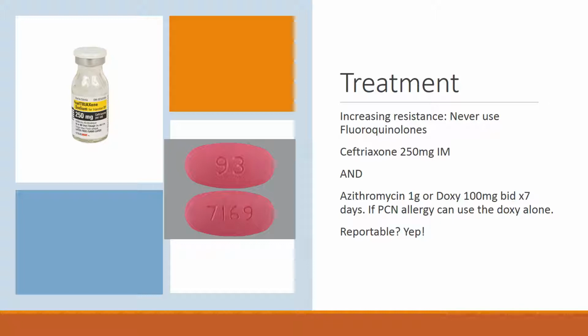So what we're trying to do here is treat both with azithromycin or doxycycline and with a ceftriaxone injection. We're going to do 250 milligrams IM, and I am sure your patients have told you, if you've given this before, it really burns. But we need to do both of those, both to treat a known infection as well as to treat prophylactically after a sexual assault, or if somebody knows that they had sex with somebody who is infected. Again, this is a reportable infection.